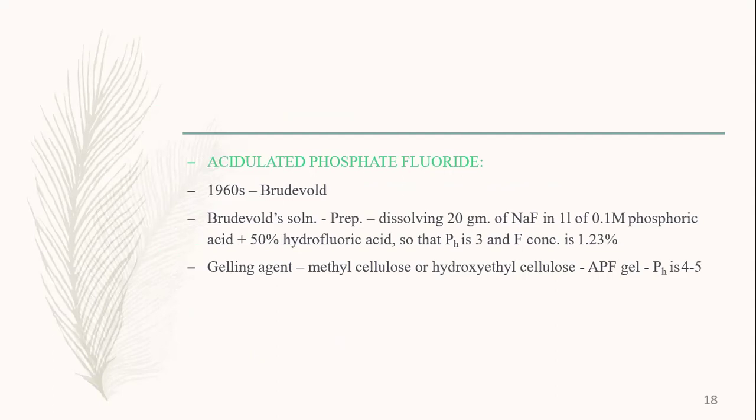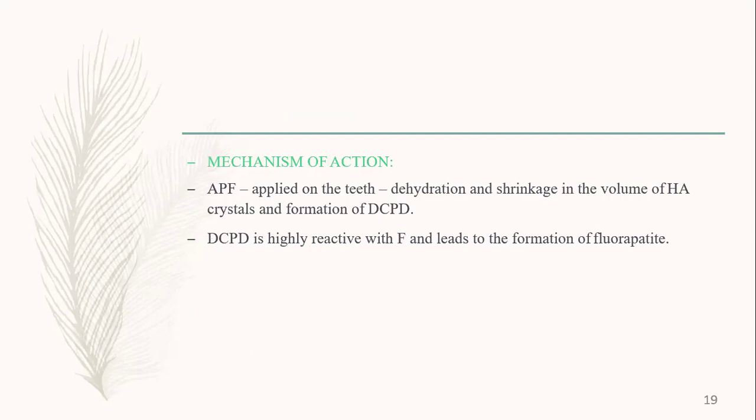Next is acidulated phosphate fluoride, discovered in 1960 by Brudevold, also known as Brudevold solution, prepared by dissolving 20 grams of sodium fluoride in 1 liter of 0.1 M phosphoric acid, to which 50% hydrofluoric acid is added to make the concentration 1.23%. The gelling agent is methyl cellulose or hydroxyethyl cellulose. The pH is 4 to 5. Mechanism of action: it is applied on the teeth. Dehydration and shrinkage in the volume of HA crystals and the formation of DCPD is done.